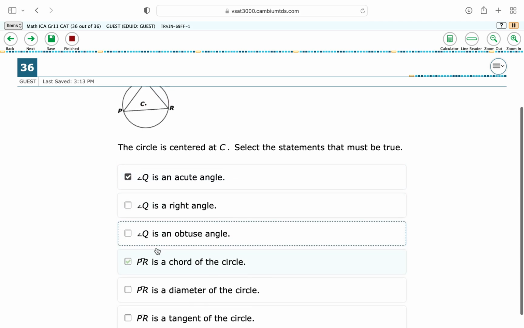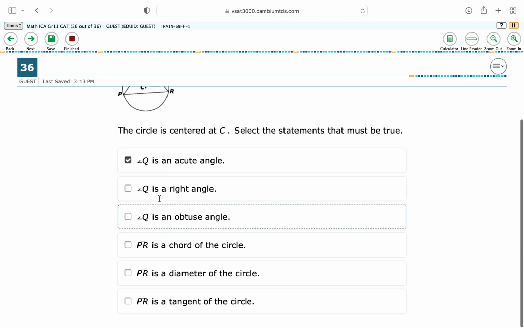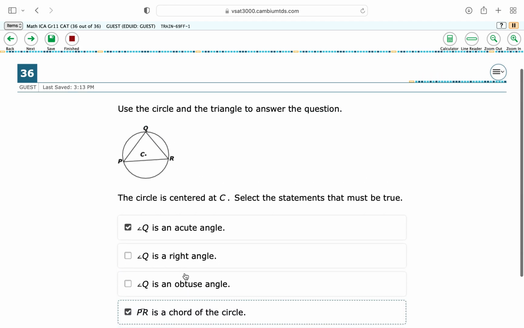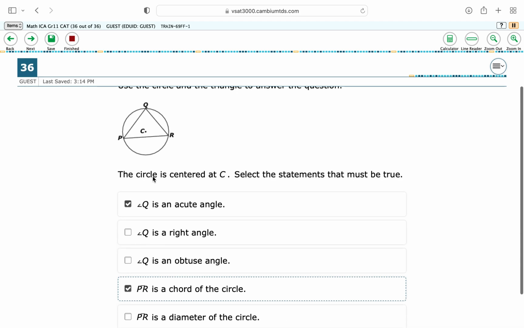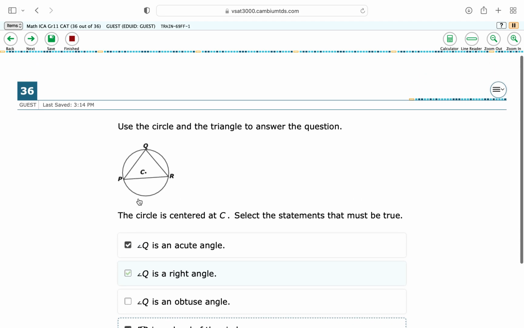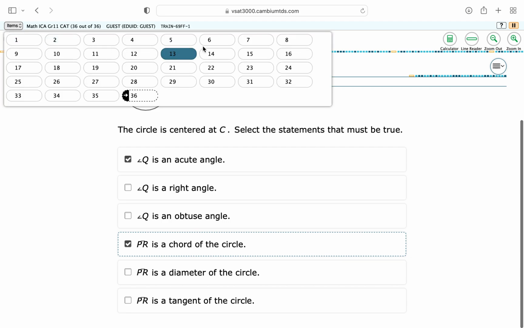Is PR a chord of the circle? Yes, it's a segment that goes from one point to another point on the circle. So PR is a chord. Is PR a diameter of the circle? It is not, or it would go through the center. And is PR a tangent of the circle? A tangent comes from outside the circle and just touches the circle at one point and then keeps moving on. So it is not a tangent. So those are my answers. All right. Number 6 is the next one we are going to.